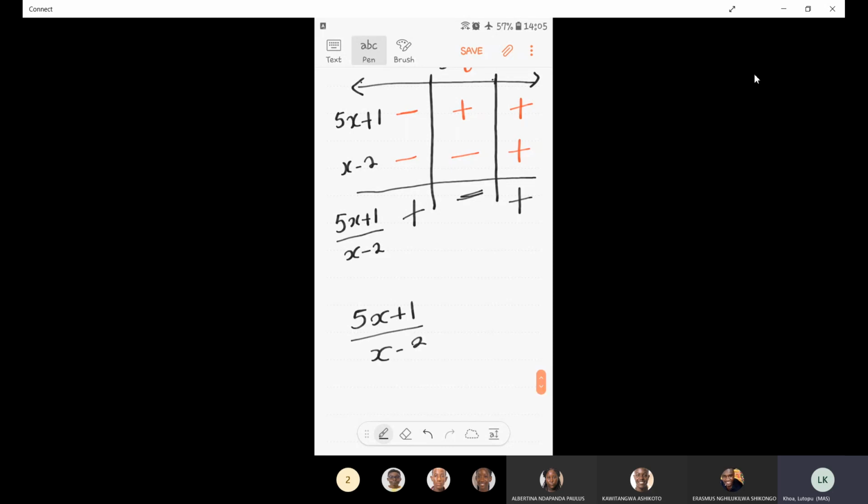And I say this must be greater than or equal to 0. So I ask myself, this greater than or equal to 0, what does this mean? When something is greater than or equal to 0, it means 0 or it must be positive. So I look for this one over here on my table, and then I see, oh, there it is. It's in the last row.